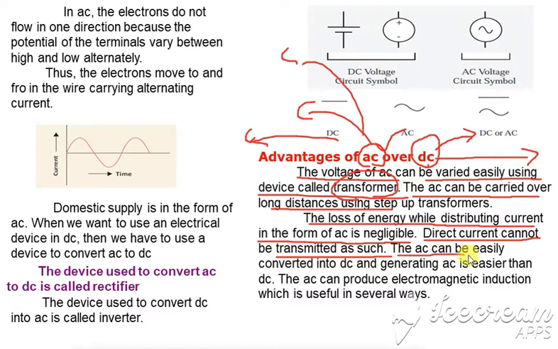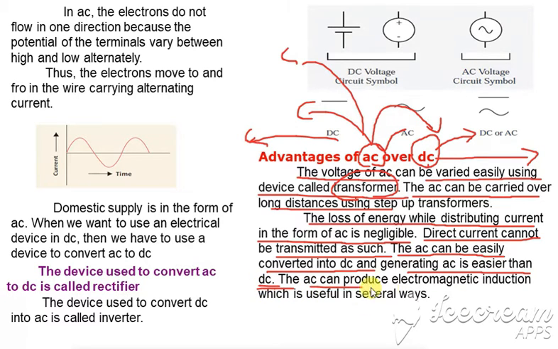AC can be easily converted into DC, and generating AC is easier than DC. Okay, AC we can convert easily into DC, and generating new AC is easier.